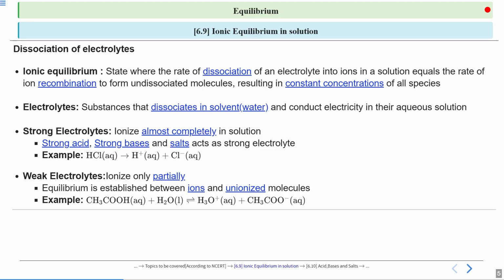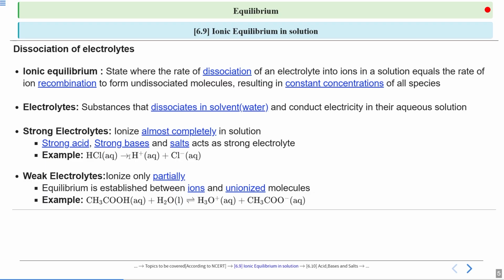Suppose we are taking acetic acid. This is a weak acid. Remember, only 3 things are taken as strong electrolytes in ionic equilibrium: strong acids, strong bases, and salts. Since acetic acid is a weak one, it will be a weak electrolyte. And when it is dissociated in water, it forms H3O plus. In this case, we have taken the hydrated H plus ion, which is H3O plus, rather than the normal H plus. Both of these equations are correct, but the more appropriate representation would be the second one. So if you write HCl plus H2O giving H3O plus and Cl minus, that would be more suitable.